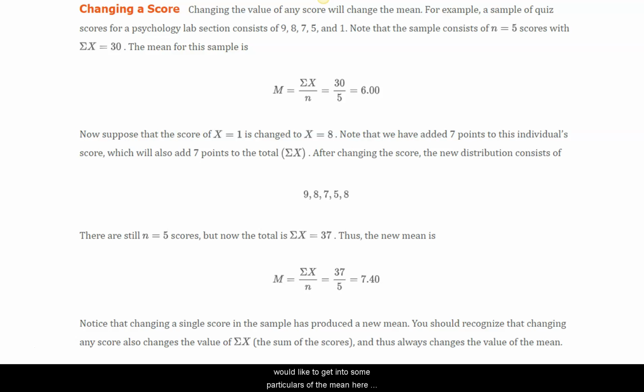So I would like to get into some particulars of the mean here now with respect to manipulations. And we'll start off in the next clip with what happens when we change a score.